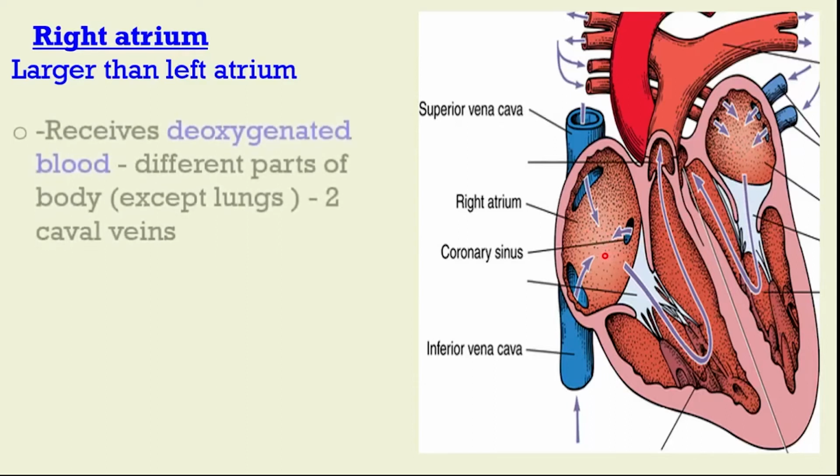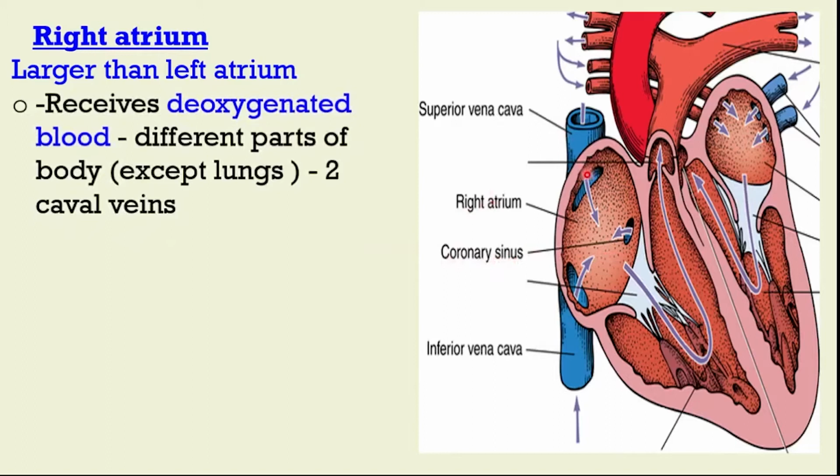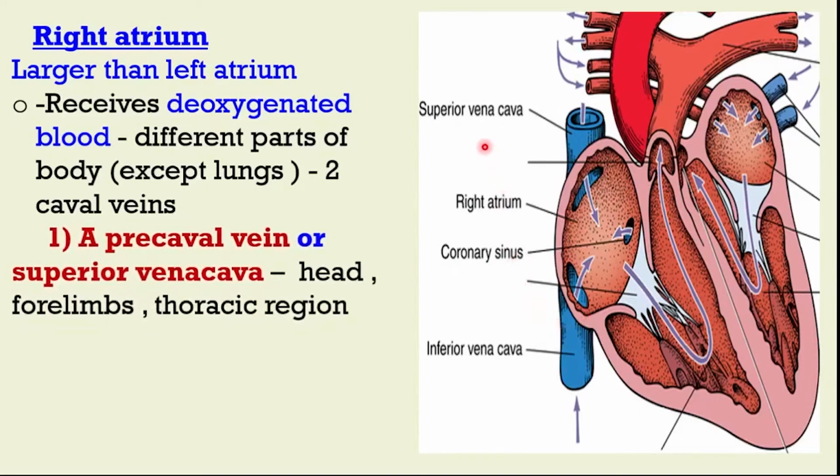Two caval veins collect blood from different regions of the body. These blue colored vessels are the caval veins. What is the meaning of caval veins or vena cava? Larger veins. So these are the larger veins collecting the blood from different regions of the body.